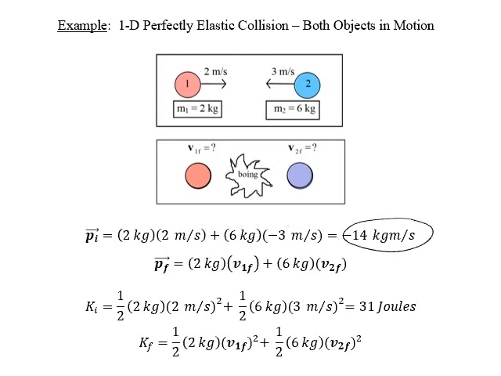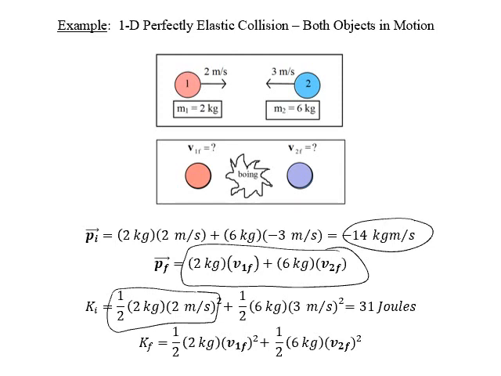I can write the initial and final momentum, and I know that this has to be equal to this, right? So this equals that. I also know that the initial kinetic energy of the red ball is 1/2 times its mass times its speed squared. If I add that to the initial kinetic energy of the blue ball, 1/2 times its mass times its speed squared, I get the total kinetic energy in the system before the collision, and that ended up being 31 joules.